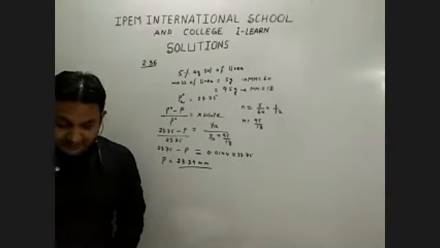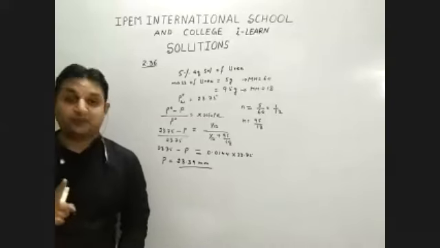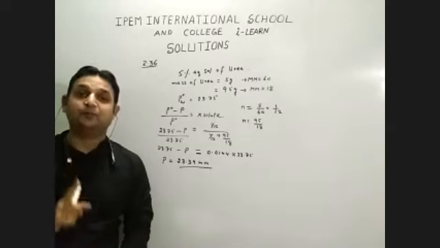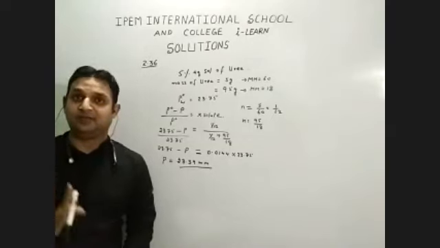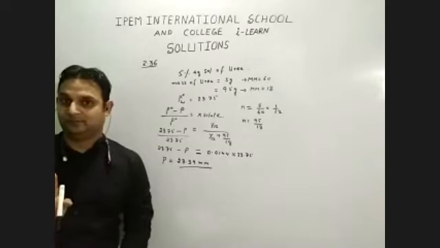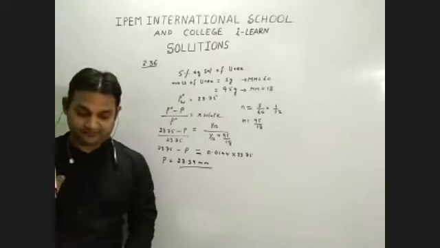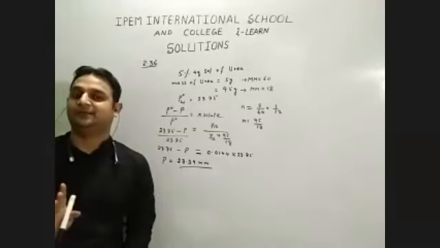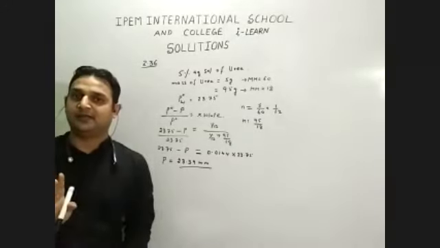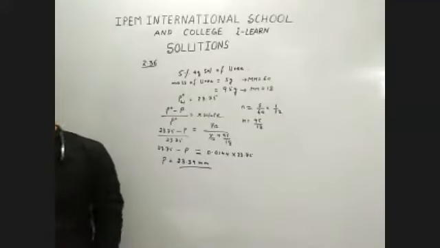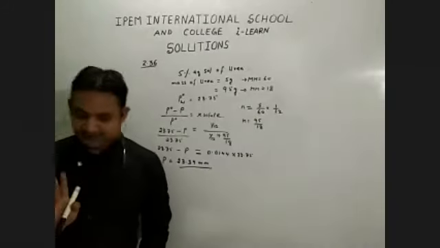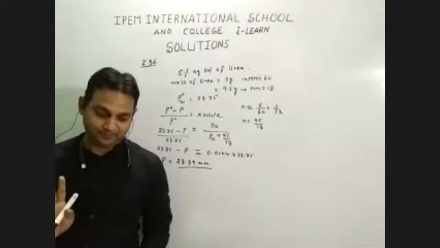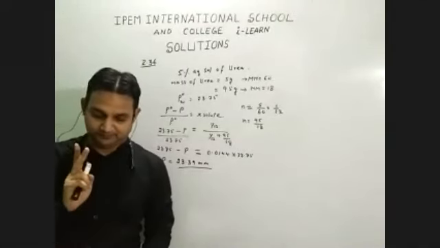Now 2.37, after that we have 2.38 and 2.39. I want from everyone 2.38 and 2.39 to be solved and sent to me in the WhatsApp group. If you are not submitting to me today only, I will not allow you to enter into our class. So your homework has to be done before 5 o'clock. Time is there. Two questions only I am giving you now.